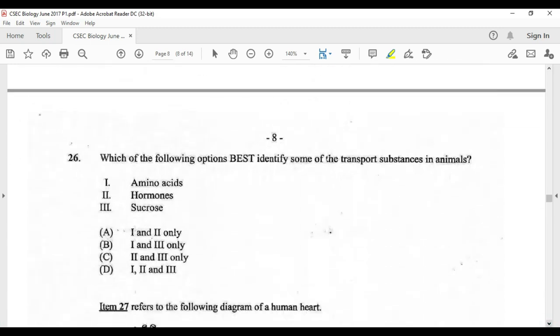26. Which of the following options best identifies some of the transport substances in animals? Alright, some transport substances in animals. A lot of things are transported. We have amino acid, we are going to have hormone, but we're not going to be having sucrose being transported. So, of course, our answer here is going to be A.